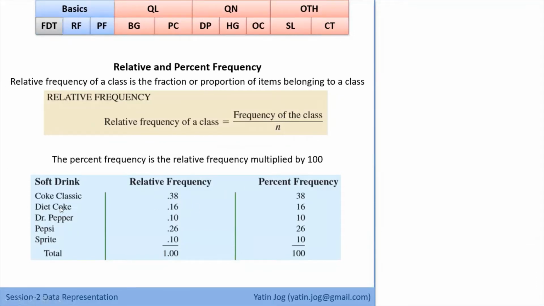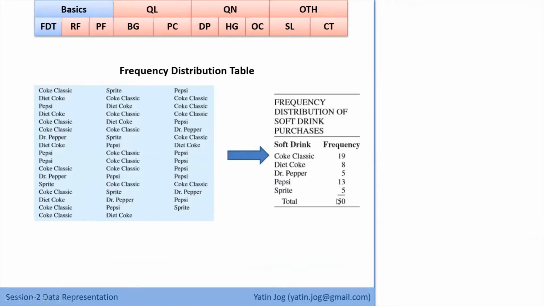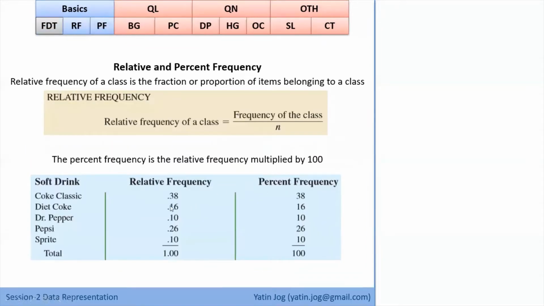Then for Diet Coke, the frequency is 8. So 8 upon 50, the relative frequency of Diet Coke, is 0.16, and so on. So these are my relative frequencies. What is the use of relative frequency? The first use is that if you multiply relative frequency by 100, you get percent frequency, and you can easily calculate the percentage availability of each level or class. The second use is that relative frequencies are used to calculate the angles in the pie chart. Once you start drawing the pie chart, I'll explain how to use relative frequency in pie charts. So these are the two direct benefits of relative frequency.